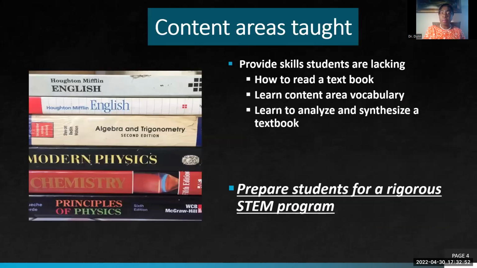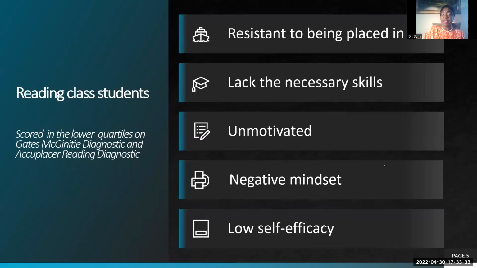The content area that we primarily focus on is STEM programs. We do a lot of science, which is chemistry and physics. We also focus a lot on mathematics, and when we say mathematics, we go from trigonometry to calculus to math apps, like engineering type math. So it's a lot of math, and the vocabulary that's presented is very challenging for them. I teach them skills such as how to effectively read their textbook and learn the content area vocabulary, because each content area has its own unique vocabulary. We learn to analyze and synthesize different textbooks. That's what we do in the content area reading classes.